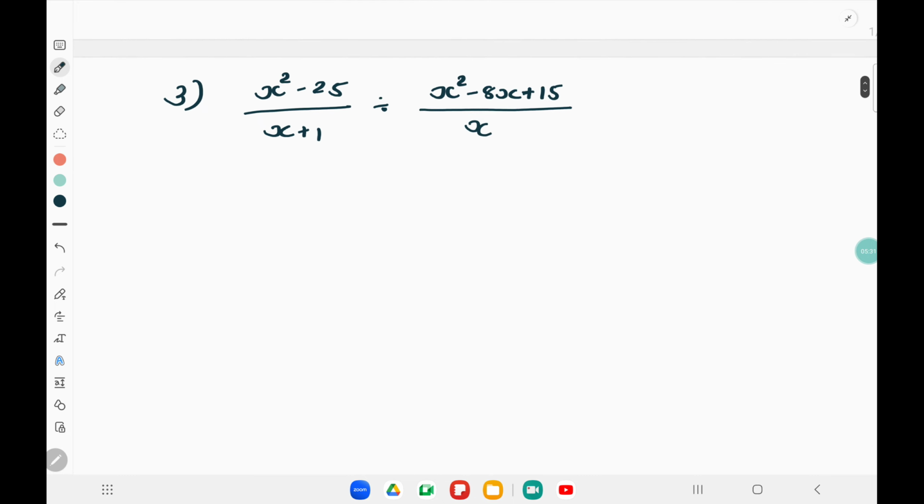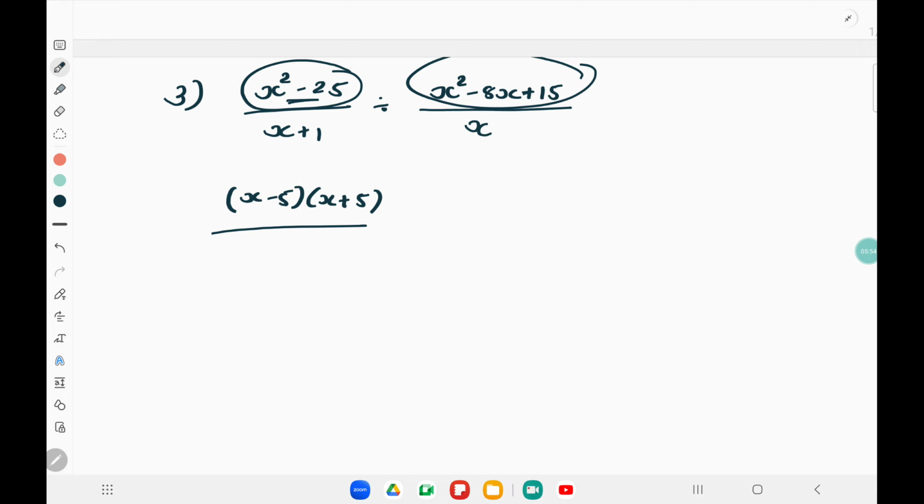Okay, let's move on to the next question. Here this can be factorized. This is the difference between two square numbers factorization. So let's do that first. 25 is the square of 5. So (x minus 5)(x plus 5) over x plus 1. Then I change the division sign to a multiplication sign and flip this fraction, so x goes top and this one goes bottom, and I factorize that at the same time.